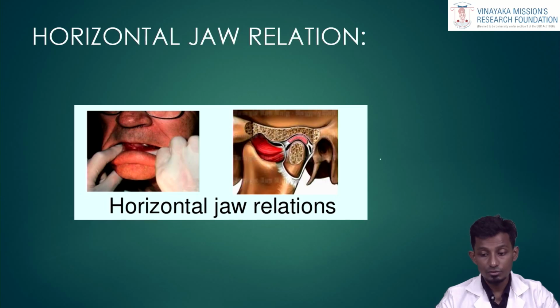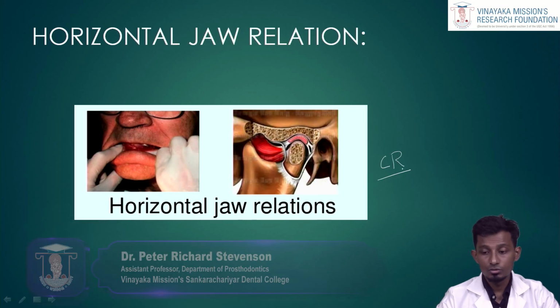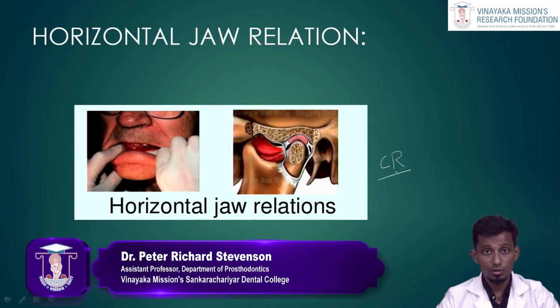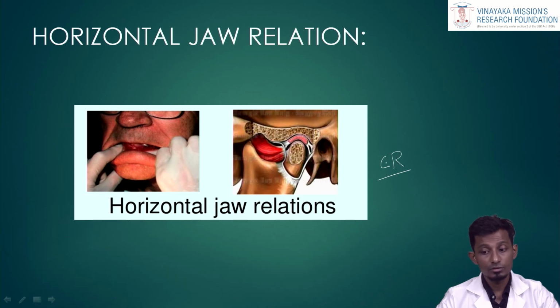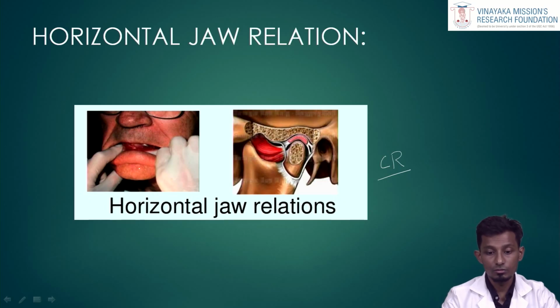The centric relation in the patient's mouth is something that is permanent. It doesn't change very much. So this is the most posterior point where the mandible occludes. So we need to find the centric point for the patient while we are performing the horizontal jaw relation.